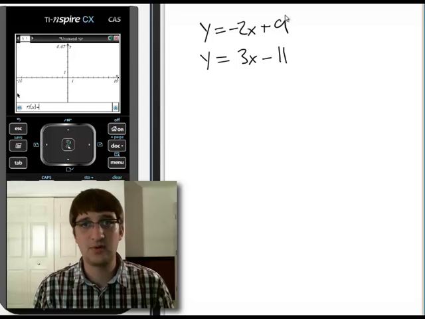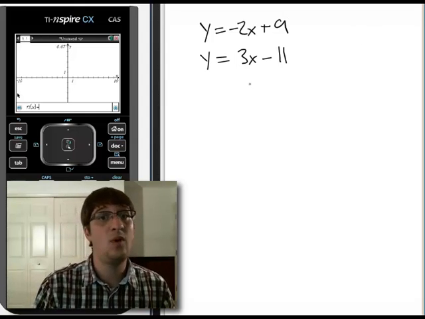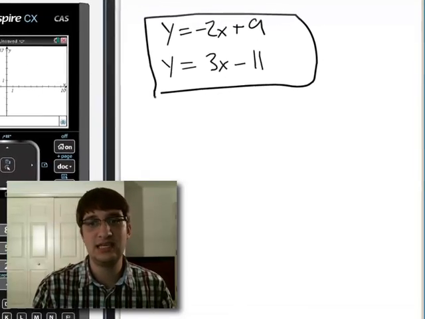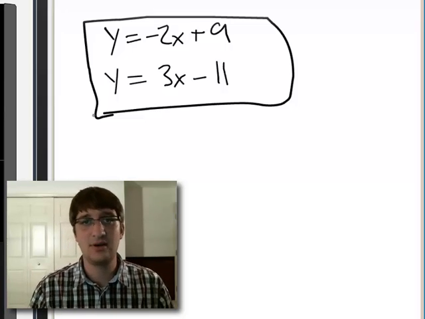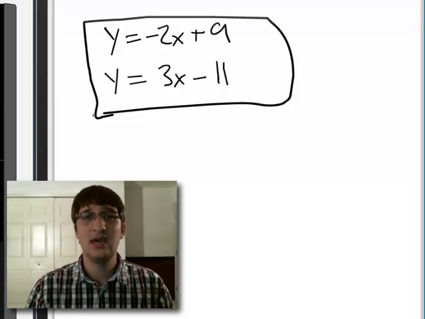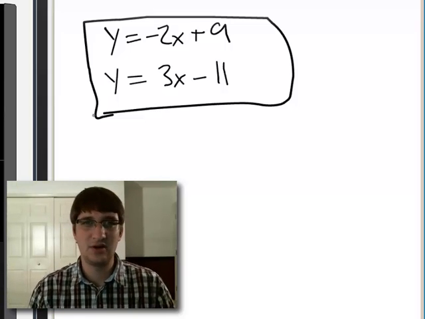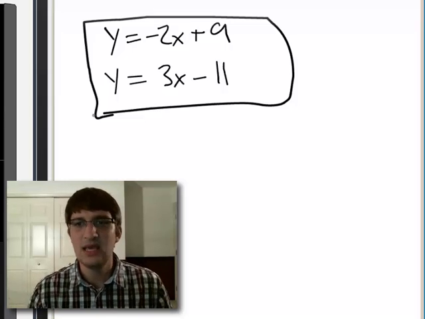The first example is y equals negative 2x plus 9 and y equals 3x minus 11. The solution will be the point where both of these lines intersect. I'm going to be using the calculator today to help me, and we're going to look at some of the calculator's cool functions to get intersection points for a graph. So let's get started.